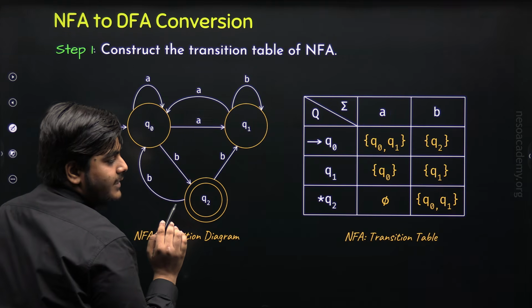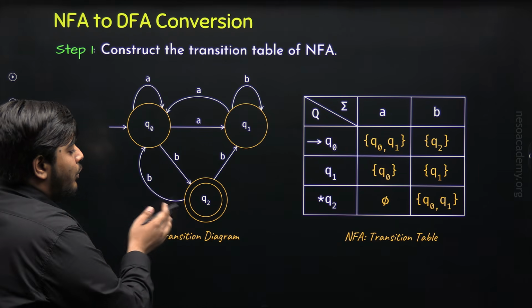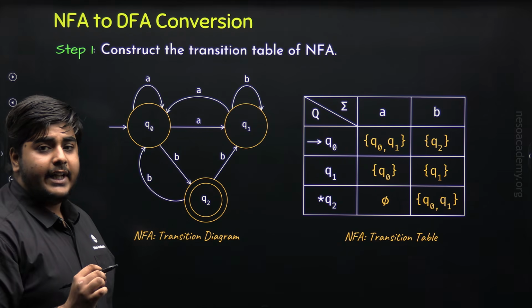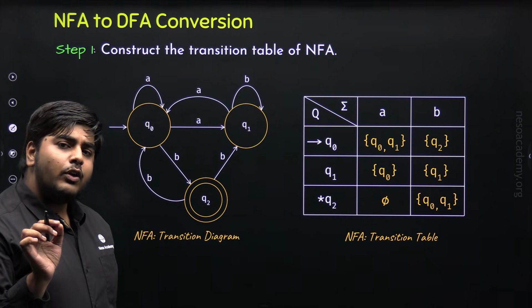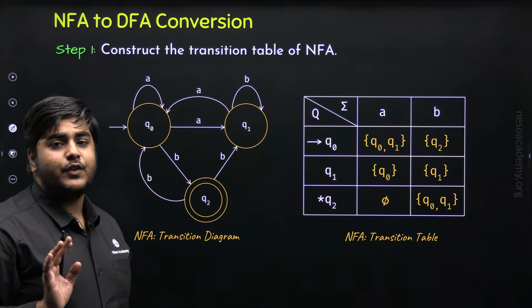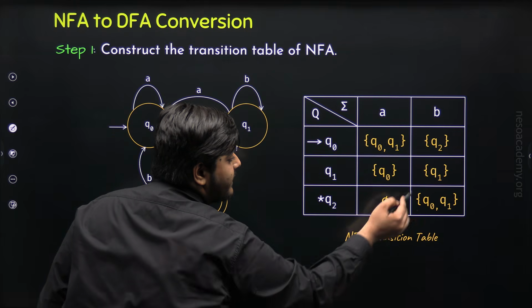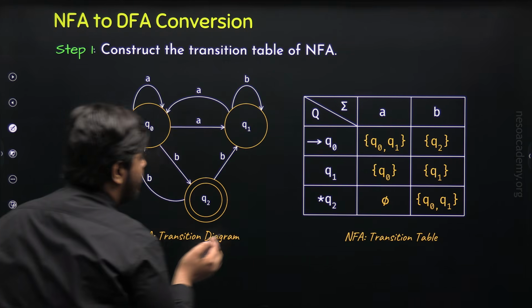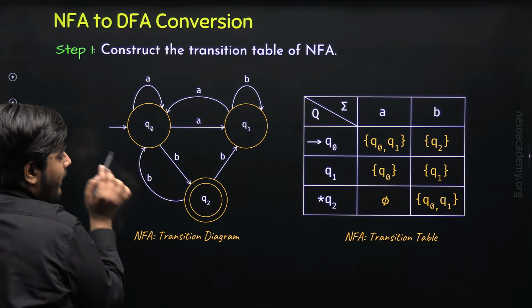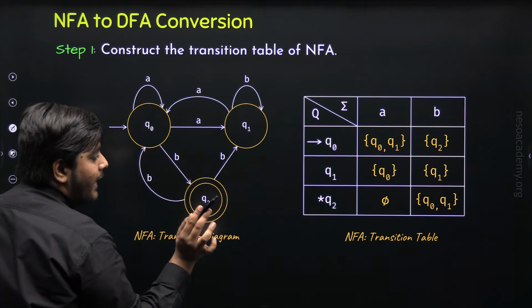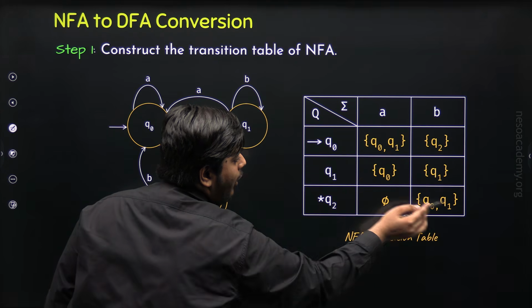Now let's talk about the last state, which is the final state of the NFA, Q2. You can see Q2 doesn't have a transition for input symbol A. That is why we have written phi. Phi means no transition. You can also leave this cell empty if you want. Now, Q2 for input symbol B, the next states are Q0 and Q1. That is why the next states of Q2 for input symbol B are Q0 and Q1.